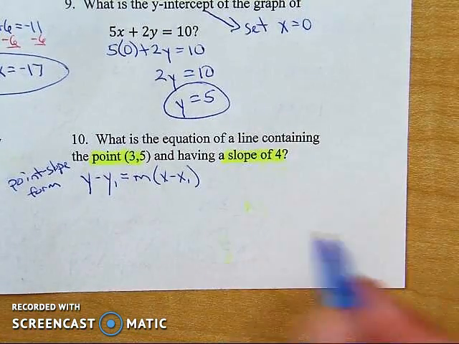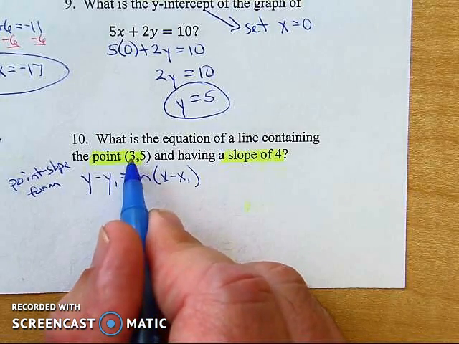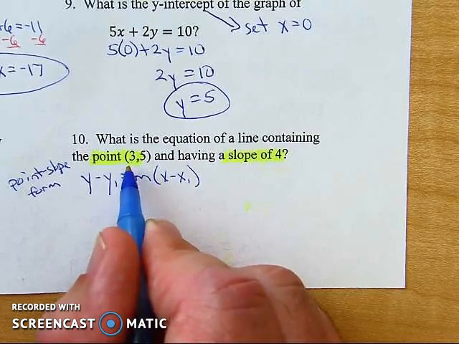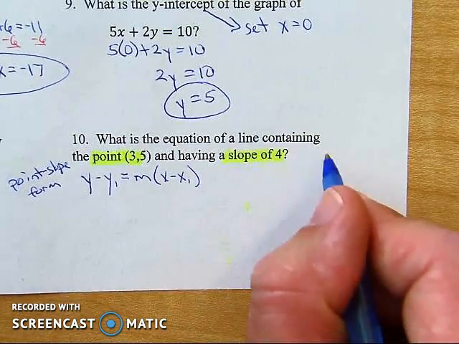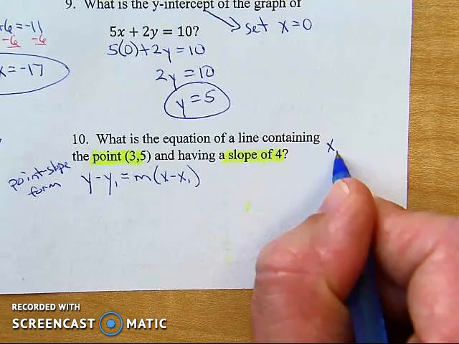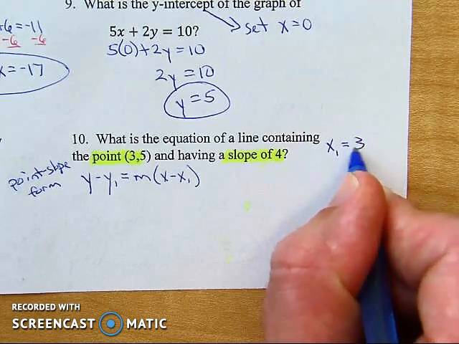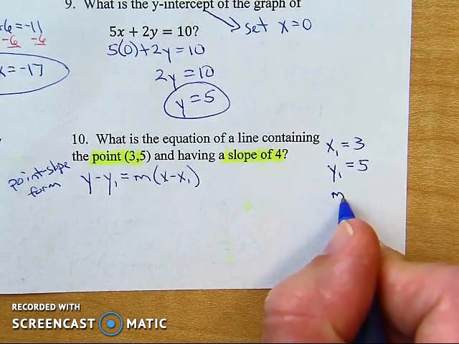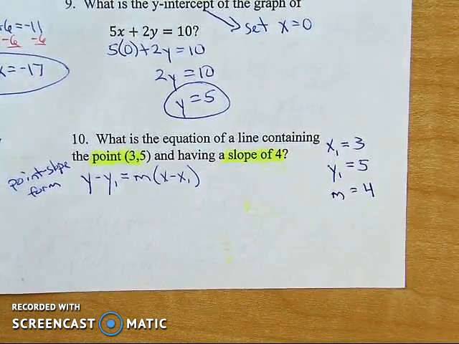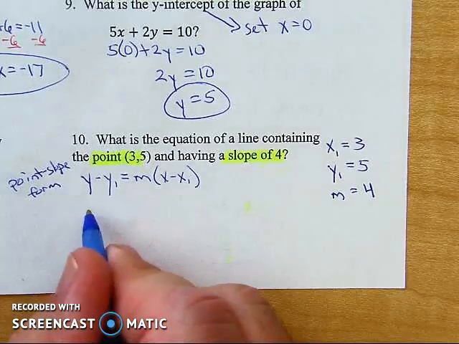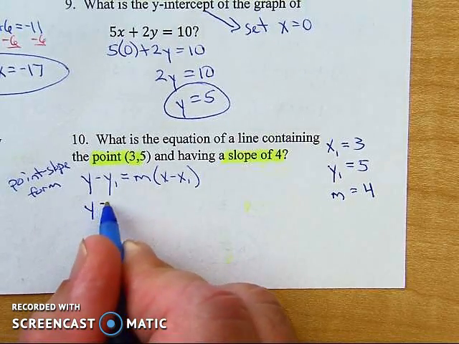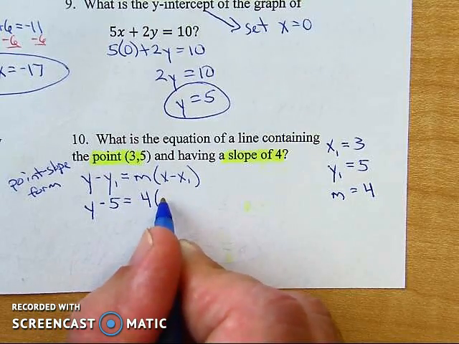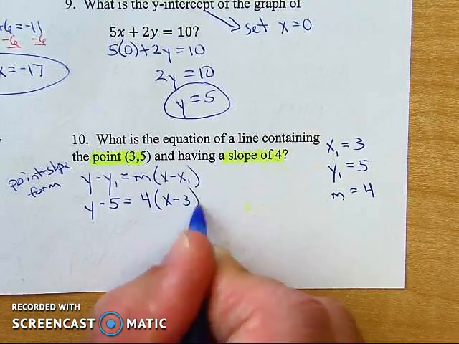Now, before I just plug things in, what am I plugging in here? So remember, an ordered pair is x and y, and you can think of this as my first point. It's really my only point, but that means I'll do this off to the side. x sub 1, that's going to be the 3. y sub 1 is going to be the 5, and then the slope is 4. I just have to plug those things in. So y minus 5 is equal to the slope times x minus 3.